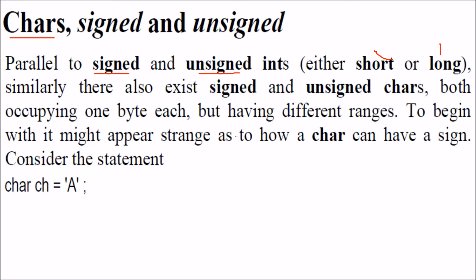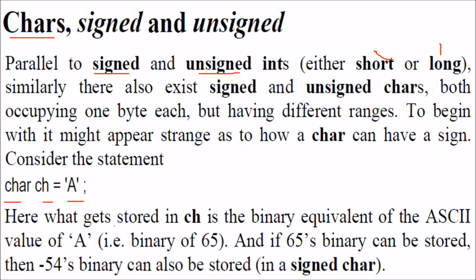Char takes 1 byte, but it can have different ranges. I'll tell you how. How to write or declare or define a character: char ch equal to 'a'. So now this 'a' has a value which is 65, which is stored in binary. So this is all good.